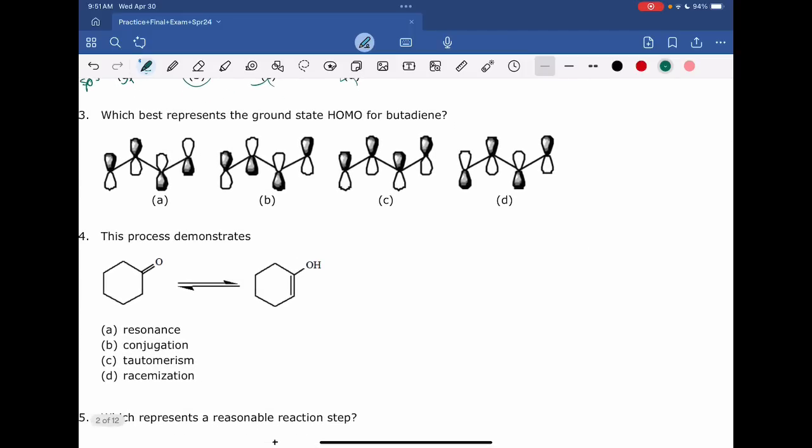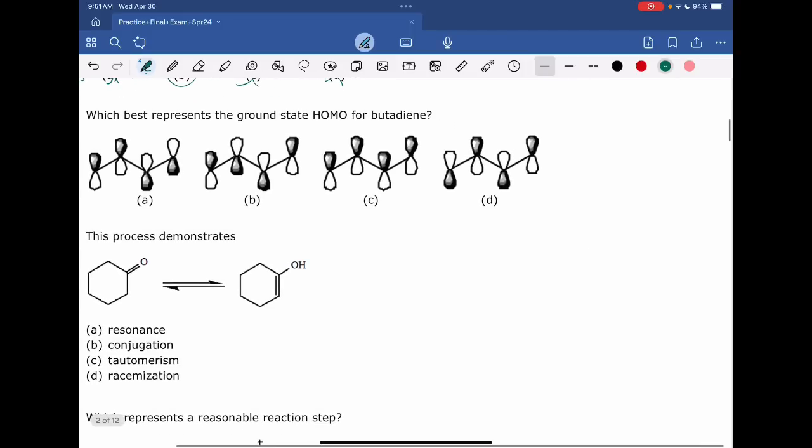HOMO state of butadiene. Okay, so all we gotta do is draw butadiene. 4 carbons, 2 double bonds. What does this tell us? It tells us that there's 4 electrons in the pi system. 1, 2, these make the double bond. 3, 4, these make the other double bond.